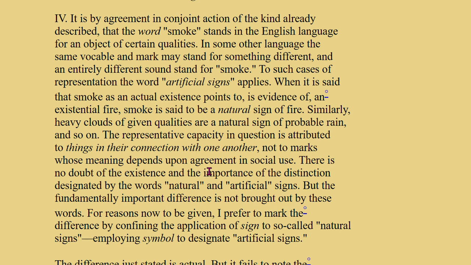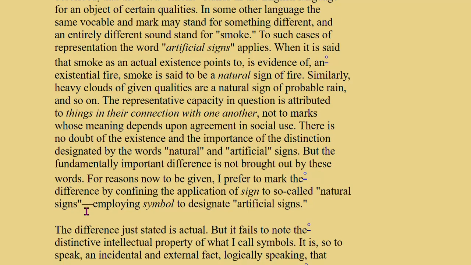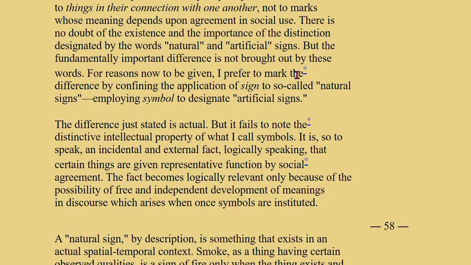There is no doubt of the existence and the importance of the distinction designated by the words natural and artificial signs. So this is a real distinction, but the fundamentally important difference is not brought out by these words. For reasons now to be given, I prefer to mark the difference by confining the application of sign to so-called natural signs, employing symbol to designate artificial signs. So there's reasons why, which Dewey will give us, there's reasons why this distinction between natural and artificial is not quite satisfactory. Dewey is going to use sign and symbol to talk about this difference between natural and artificial.